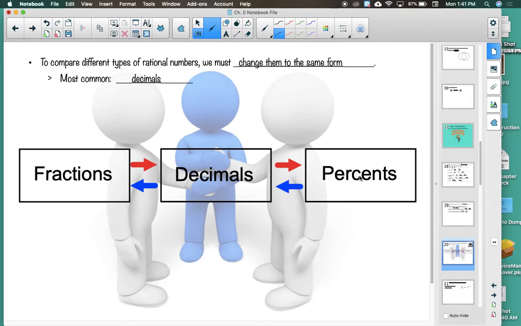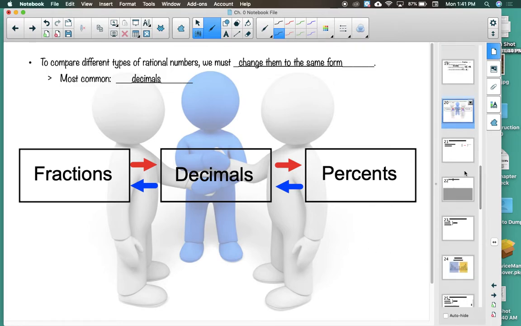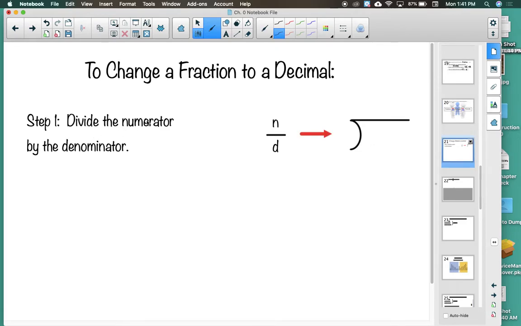Okay, sometimes it's very, very easy, sometimes it's more complex. So the system we usually use is to turn all the numbers into decimal form, and we can compare them that way. That's if we have a mixed list of rational numbers. So how do we do that? Let's start off by talking about how we change a fraction to a decimal.